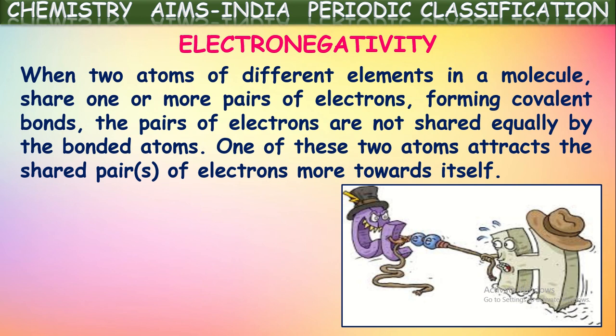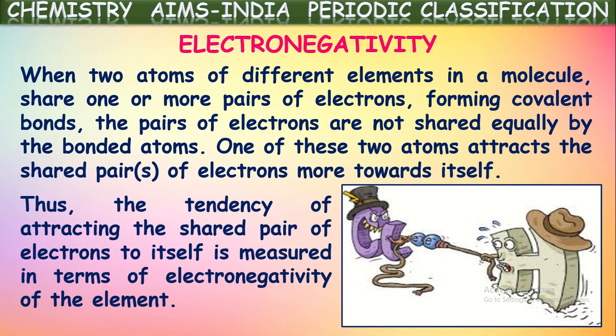But here, chlorine has a smaller size and a greater nuclear charge. Because of this, it will pull the electron pair towards it, and hence sharing will not be done equally between these two atoms. Thus, the tendency of attracting the shared pair of electrons towards one atom is measured in terms of the electronegativity of that atom. We say this atom has greater electronegativity and it is pulling the electron pair towards it more.